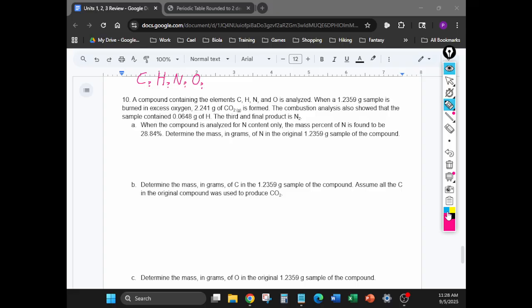C, H, N, O. Okay. So this is the compound. And it tells you that this thing weighs 1.2359 grams.